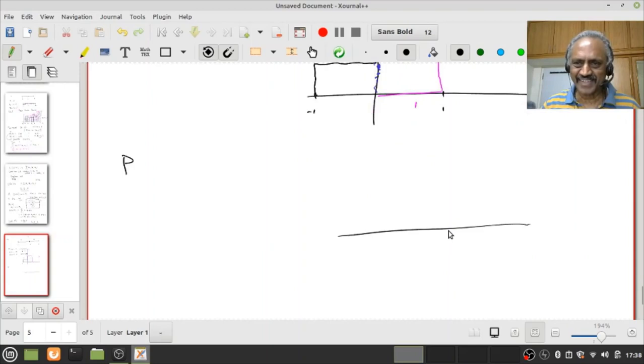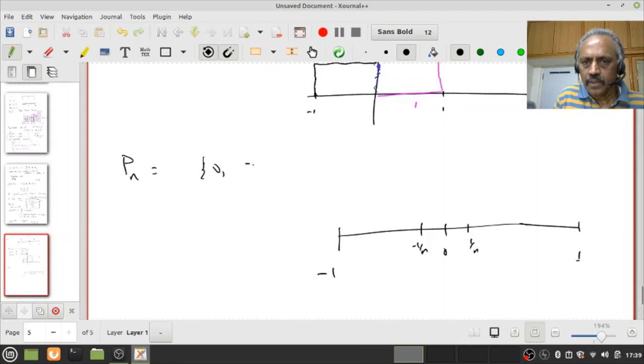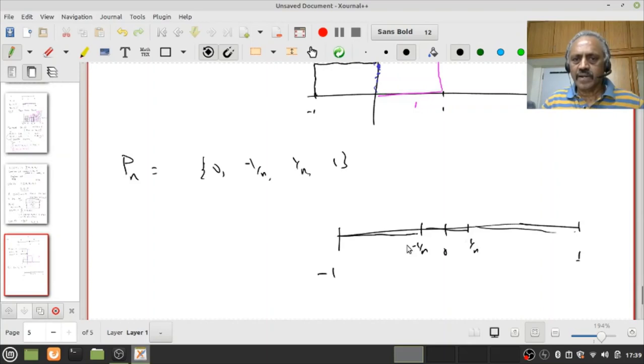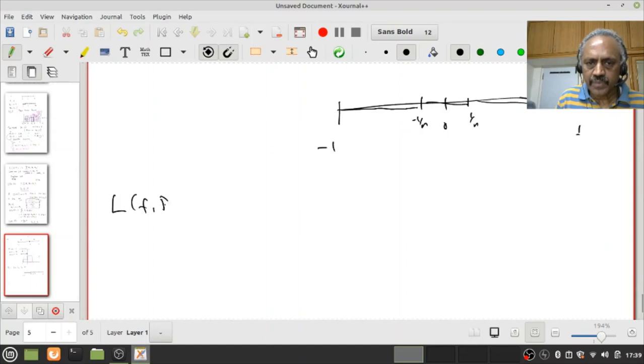So what I'm going to do is put minus 1, this is 0, this is plus 1. I'll put this fellow in a very, very narrow jail, minus 1 by n and 1 by n. You understand this? So my partition, let me call it Pn, consists of minus 1, minus 1 by n, 1 by n, and 1. So this is one subinterval, this is another subinterval, this is the third subinterval. Now I want to compute the lower sum. So what is the lower sum and upper sum? What is the lower sum?